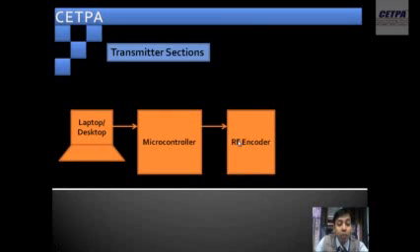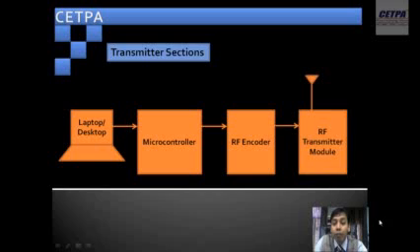The microcontroller is responsible for checking the pressed keys in the laptop and then giving output to the RF encoder according to the key pressed. Which key we are supposed to press in the laptop and what the output of the microcontroller is, I will show you in the next slide. This RF encoder encodes the data and transmits it via the RF transmitter module. This is the RF transmitter module, this is the antenna, and now it starts transmitting.